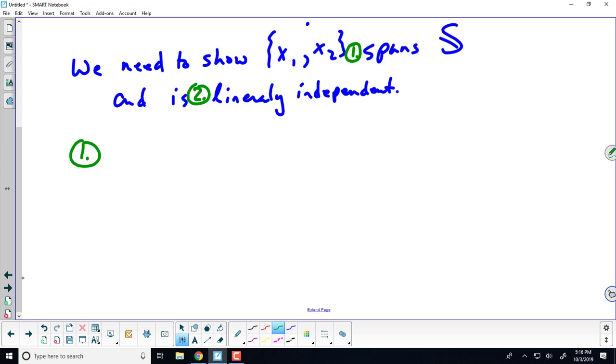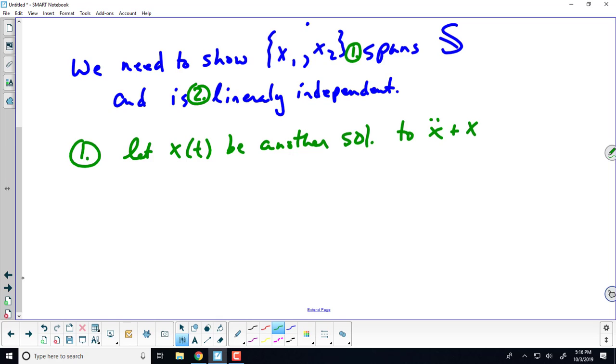Okay? So let x of t be another solution to x double dot plus x equals 0. Okay? So we're picking another vector in there, and what do I have to show?